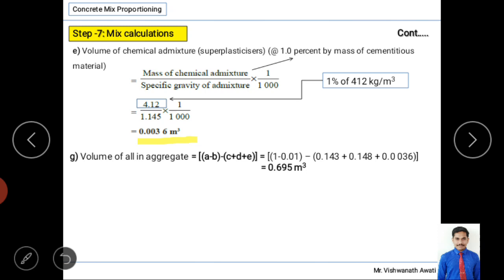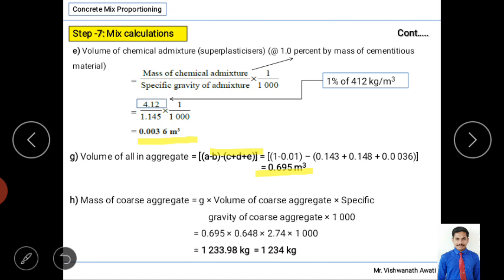So next is volume of all in aggregate. We have a simple formula, as I told. Here A means step A, B means step B, C means step C, D means step D, E means step E. Substitute all the values, and we will get total volume of all in aggregate as 0.695 meter cube. Very simple, don't get confused. Just substitute the values.